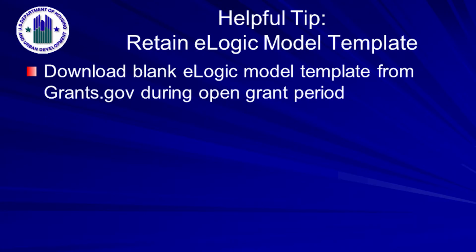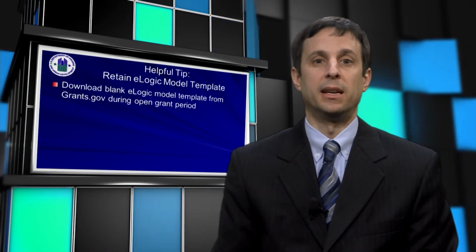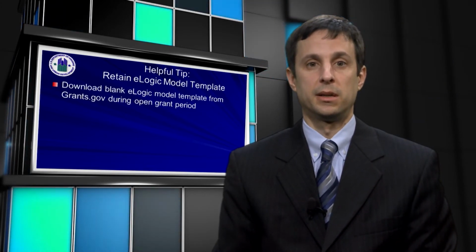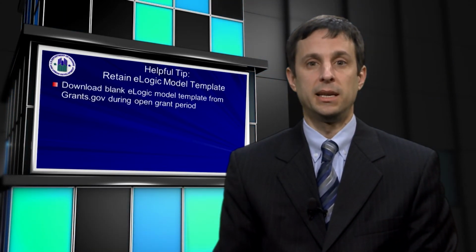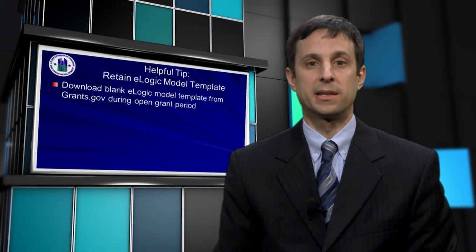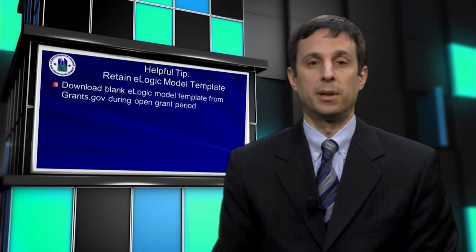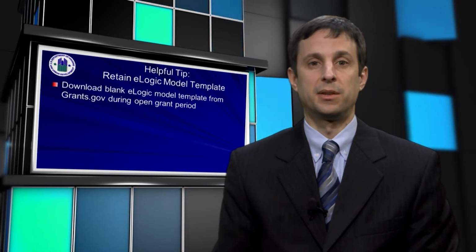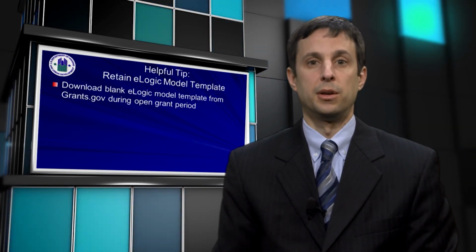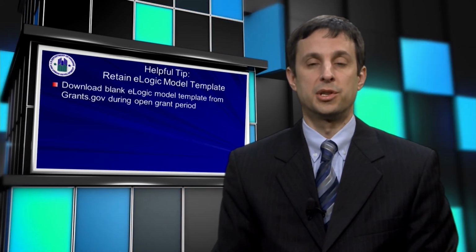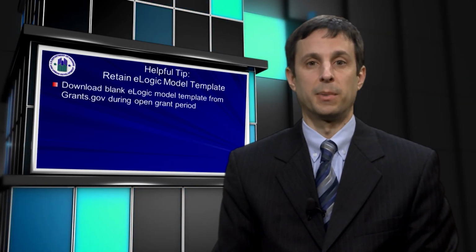Helpful tip: retain an eLogic model template. It's important that the field office take the time during the open grant period to download a blank eLogic model template from grants.gov. Once you have a downloaded blank eLogic model template saved onto your local network drive, you can always work with grantees who need to revise or change their original eLogic model template.